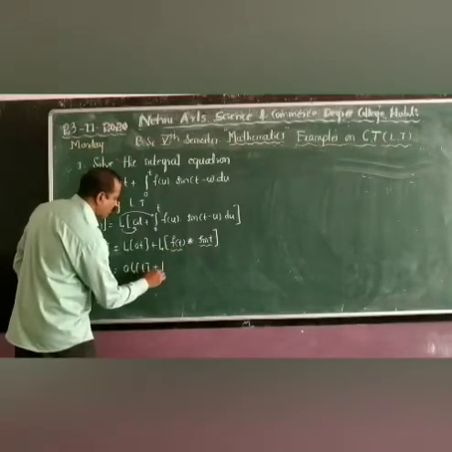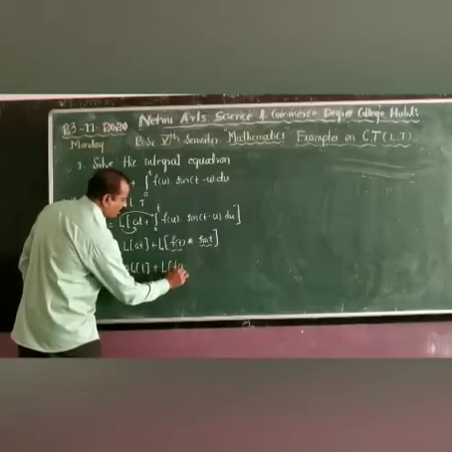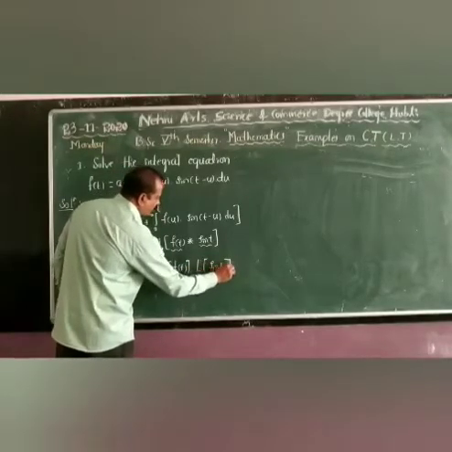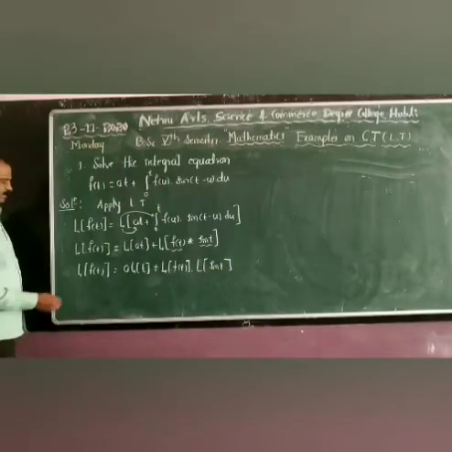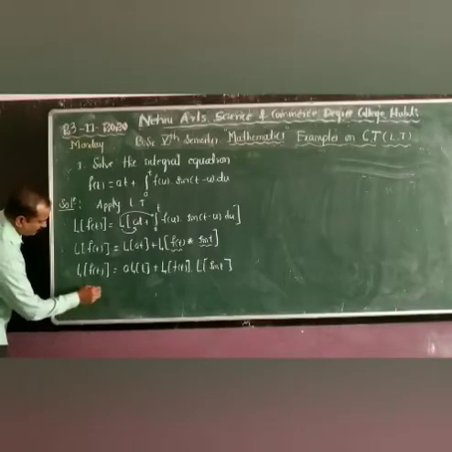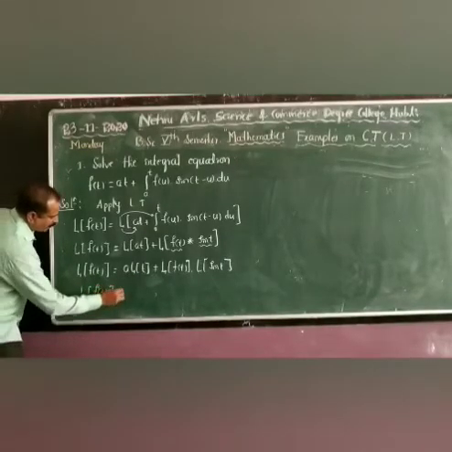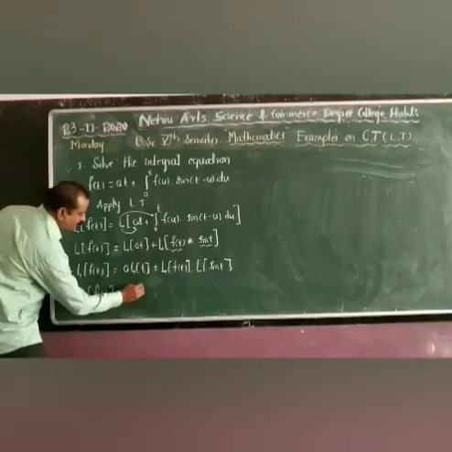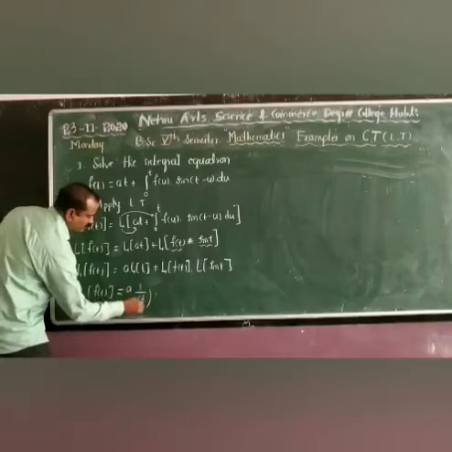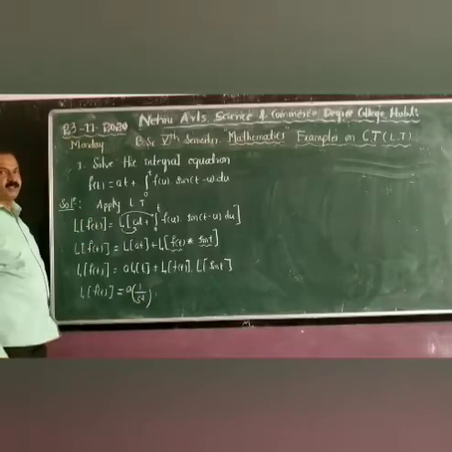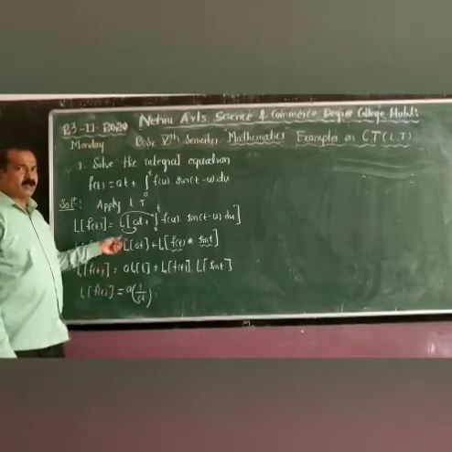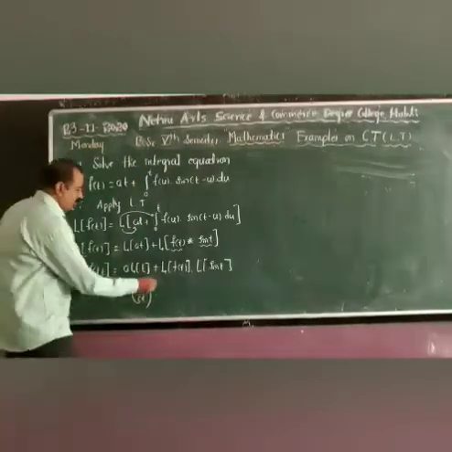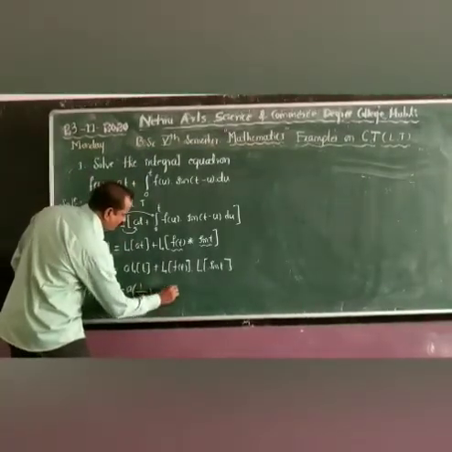plus L of f of t star sin t, which is split by means of convolution as L of f of t into L of sin t. The right side expression remains the same. A into L of t, and L of t we know is 1 by s square. By direct Laplace transform, the L of t raised to n result gives that L of t is 1 by s square.